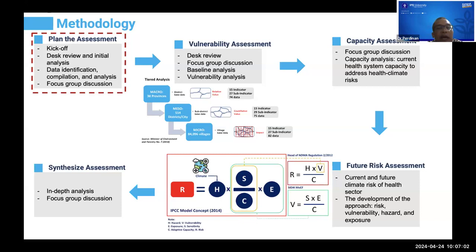So we do the analysis at the macro, meso, and micro level. There are a number of indicators. As you can see, we use 15 indicators, 27 sub-indicators, and 74 data to fill in all the indicators for the assessment. For the micro level, the analysis was applied to 84,096 villages, covering the whole of Indonesia.